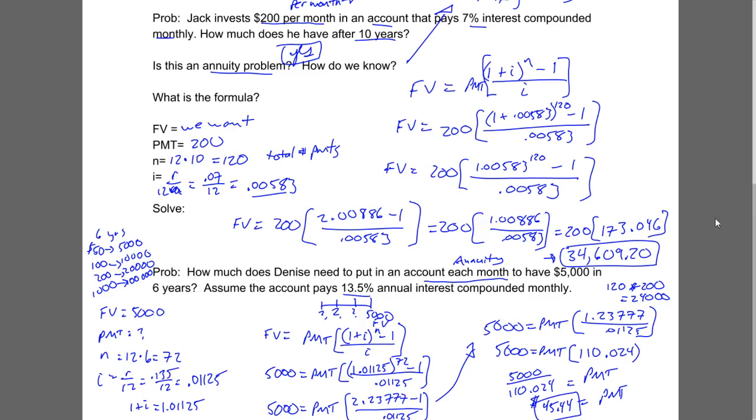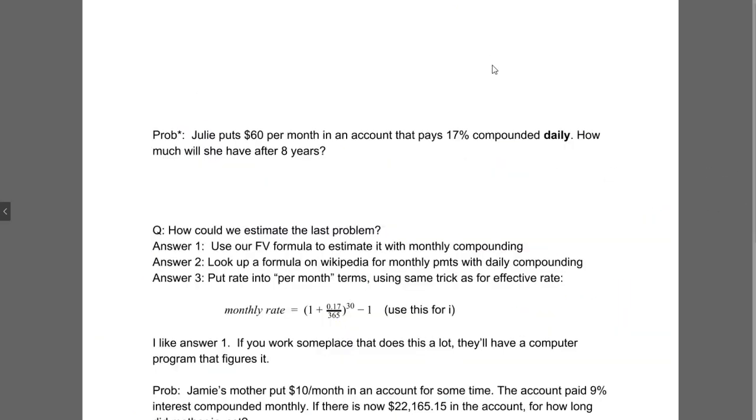it's one of the things people do sometimes when they're trying to sell. All right, let's try this one. Julie put $60 per month in an account that pays 17% compounded daily. So again, that's obviously an annuity because of the keywords per month. Not compounded per month, payments per month. So we've got a series of payments happening. And then the money's after 8 years, so it's a future value. There's 8 years. But it's compounded daily.